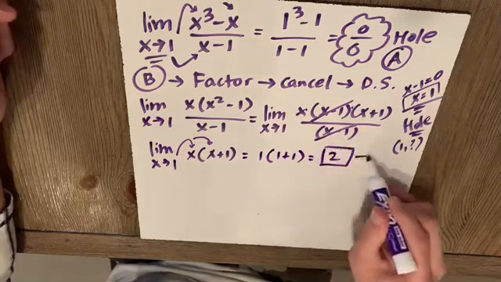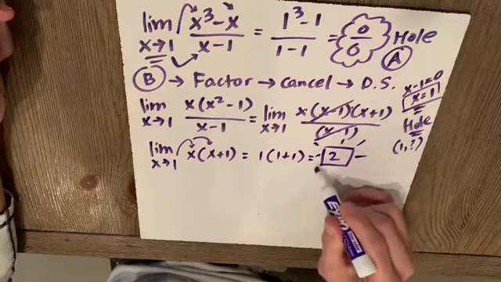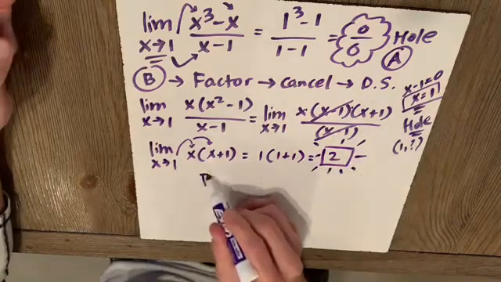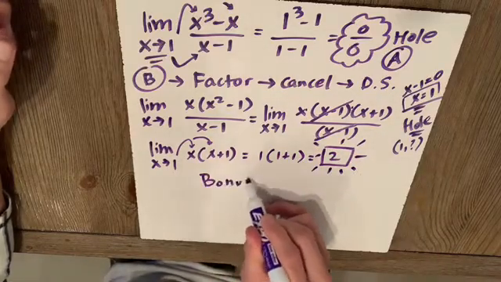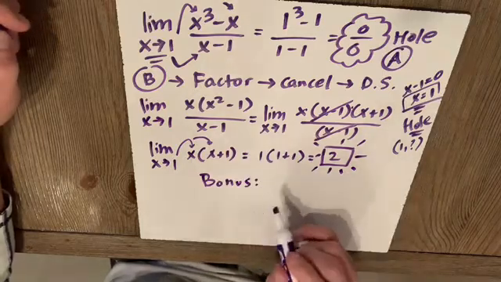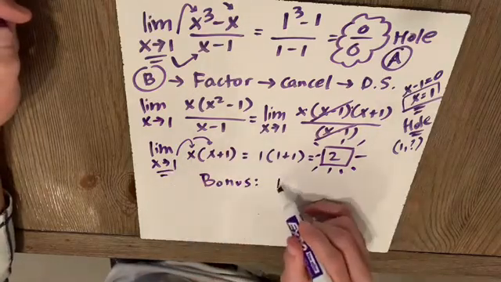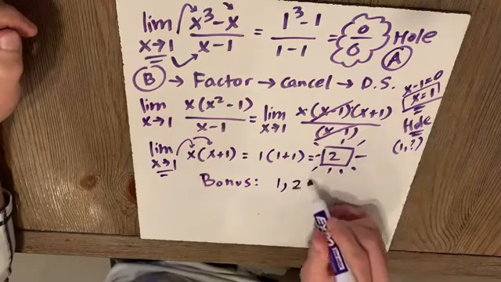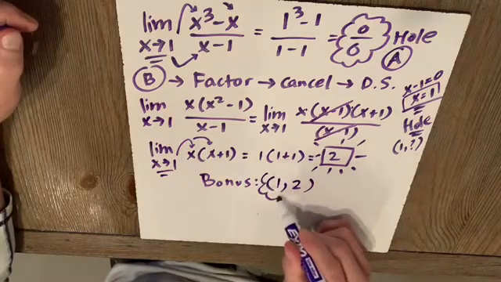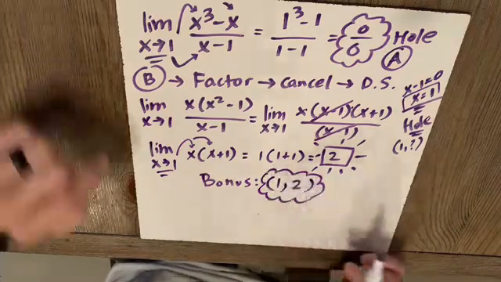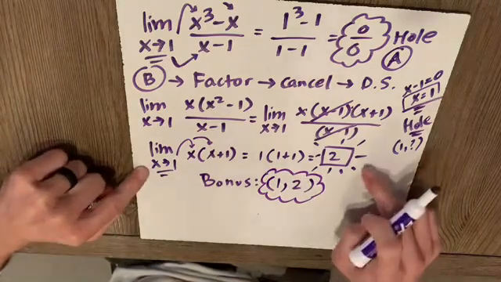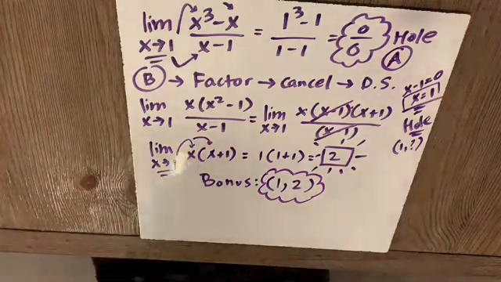That is the limit. Y is trending towards 2. Here's the bonus. Where's the hole? The answer to this question is 2. The hole is at, well, x is heading towards 1, well, y is heading towards 2. So our hole is at (1, 2). If you're ever asked about the hole, well, look, x is heading here and y is heading here. That's what the limit means.